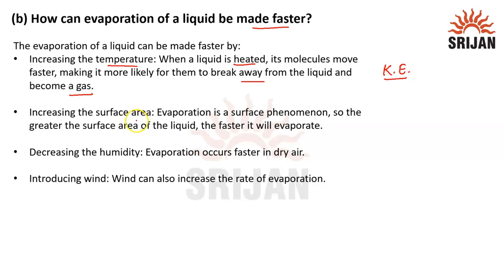Next is increasing the surface area. We know that evaporation is a surface phenomenon, meaning the particles that are present on the surface of the liquid change into the gaseous phase. So the greater the surface area of the liquid, the faster it will evaporate. By decreasing the humidity: if there is a lot of humidity present in the air, the rate of evaporation decreases, but if we decrease the humidity, the rate of evaporation will increase, meaning evaporation occurs faster in dry air. Introducing wind: we know wind speed increases the rate of evaporation by decreasing the humidity. So that is why introducing wind or wind speed can increase the rate of evaporation.